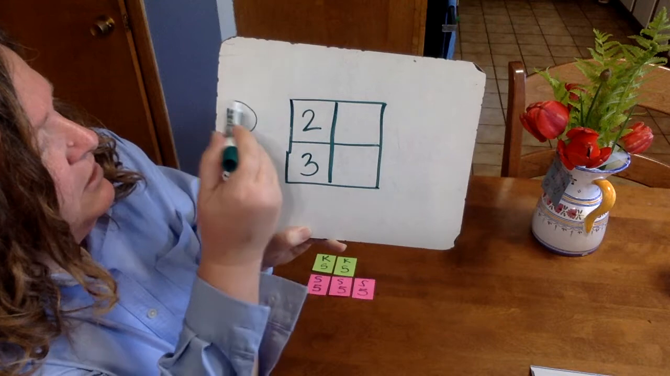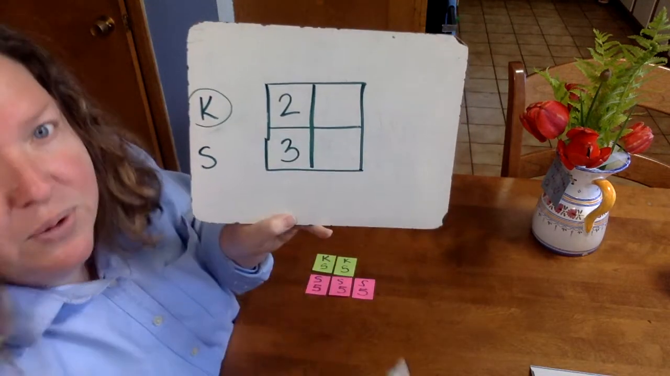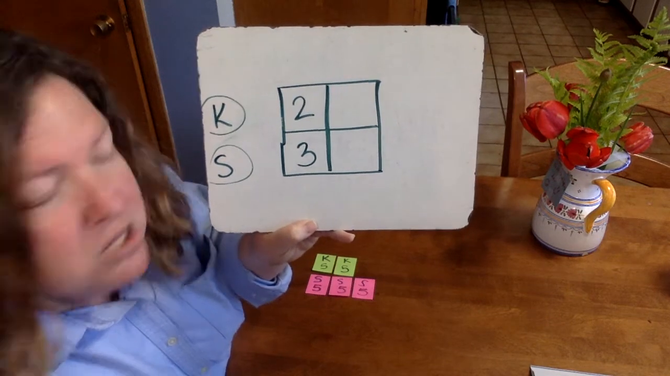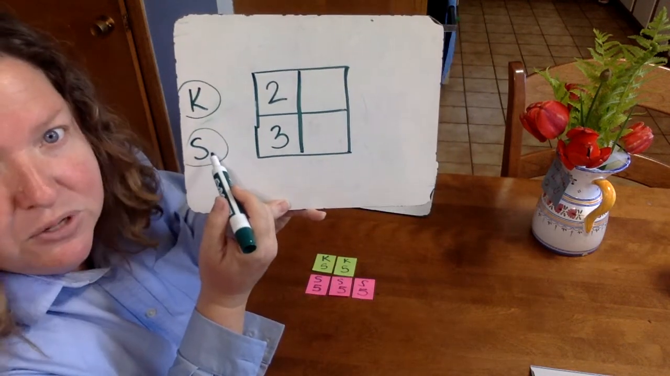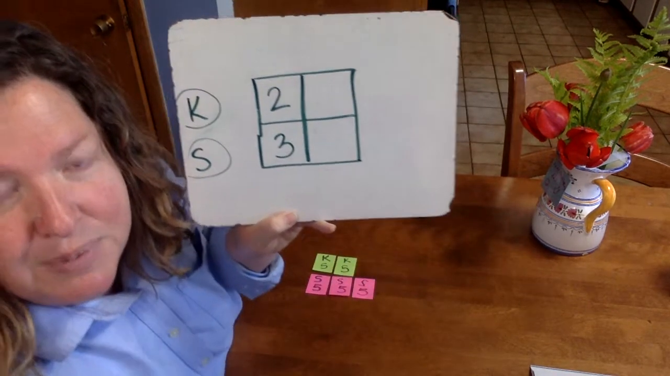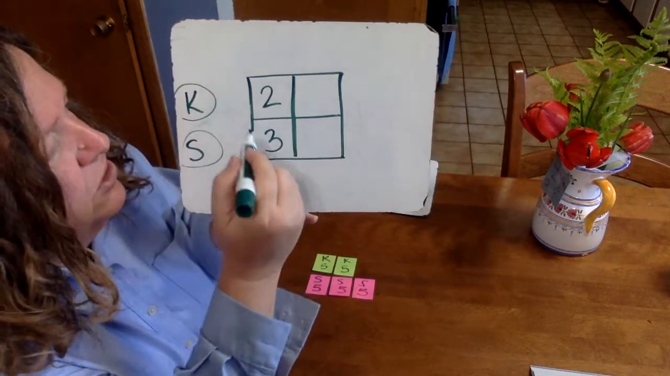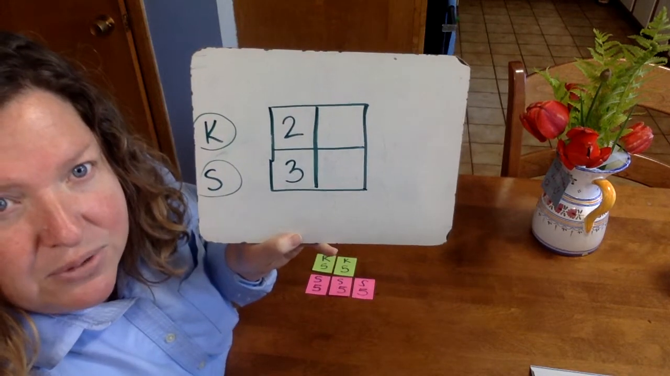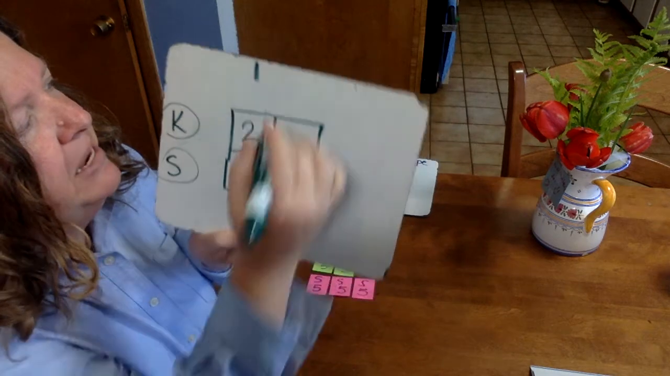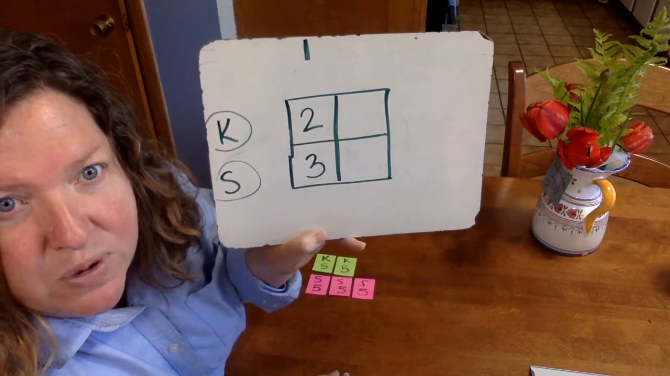So they labeled this for us. This top row is kiwi. This bottom row is strawberry. So we know that anything that we put for strawberry has to be in that row. Anything we put for kiwi has to be in that row. So here's the 2 to 3. Now they also labeled us that this is one recipe, or the basic ratio. That's a recipe of 1.